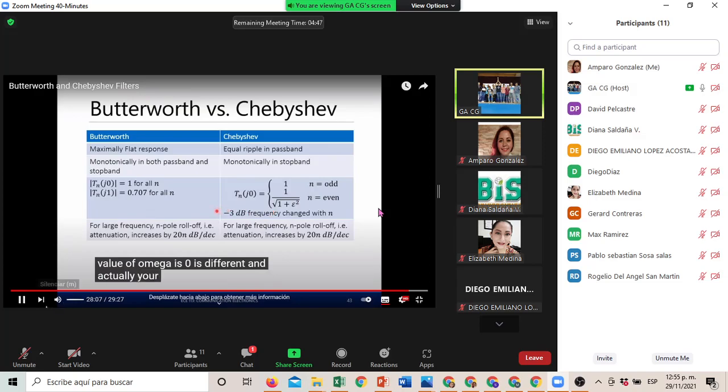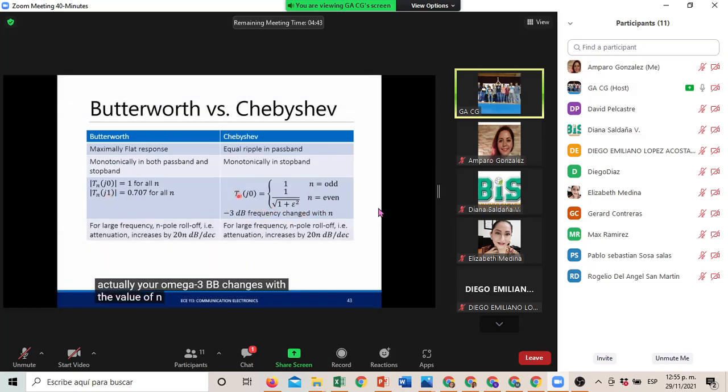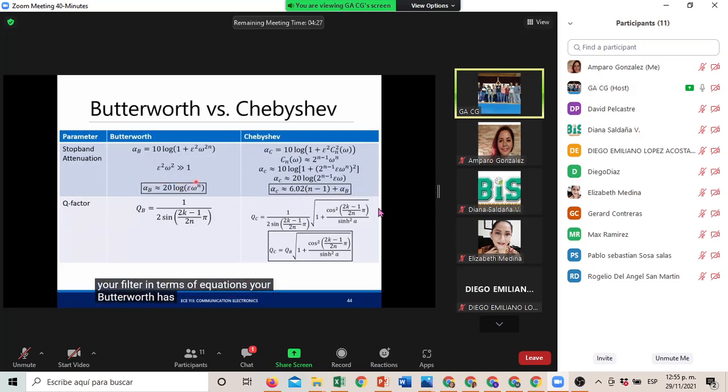Okay? And actually, your omega 3 dB changes with the value of n. For large frequencies and pole roll off, the attenuation increases in both of them, rather, the attenuation increases with the order of your filter. In terms of equations, your Butterworth has a stopband attenuation equal to this. Your Chebyshev is only approximately equal to this value. Okay.